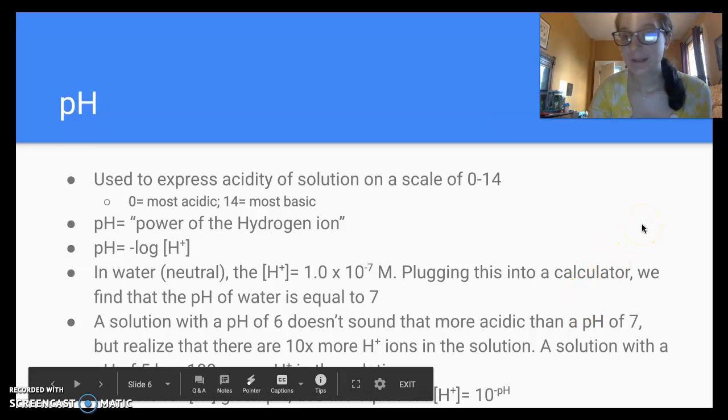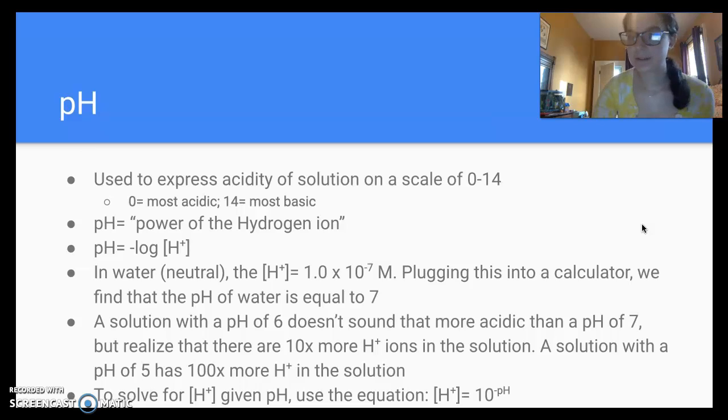So pH is something that we use to describe the acidity of a solution, and it's on a scale from 0 to 14 or 1 to 14. Anything low on the scale has high acidity. Anything high on the scale has more basic qualities.